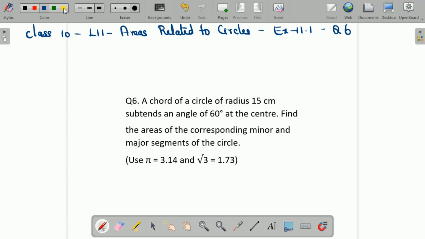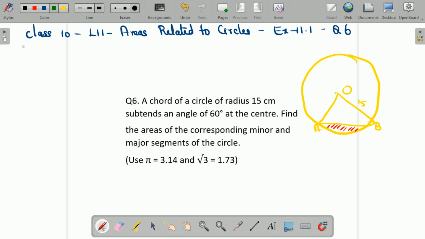So first let's draw a reference diagram for that. I'm drawing a circle with O as a center and say chord AB is marked like this. They gave the radius of the circle as 15 centimeter. They want the areas of the major and the minor segments. So first mark the minor segment in this case. This part is going to be the minor segment. The major segment is going to be the rest of the circle's part.